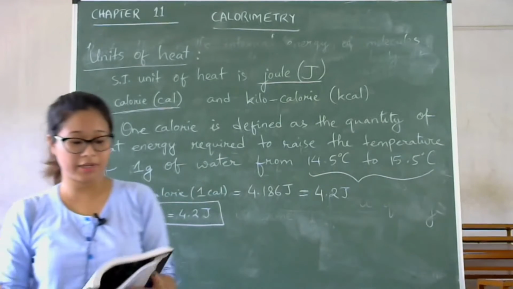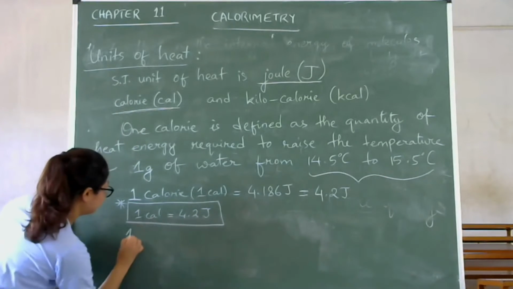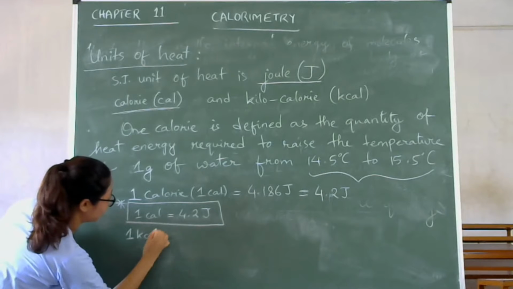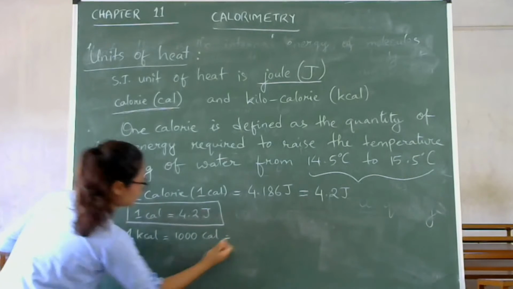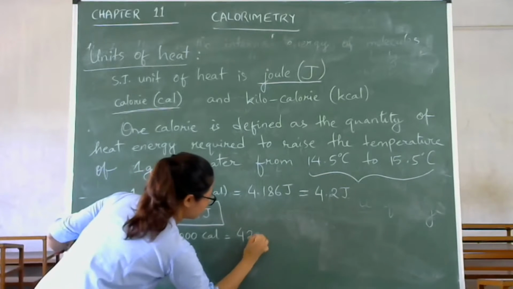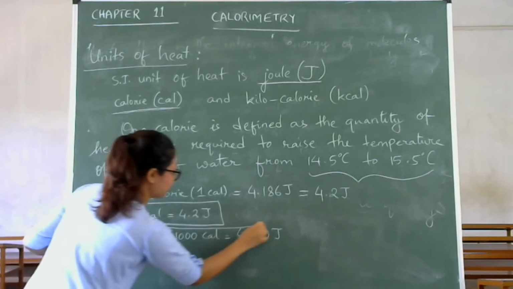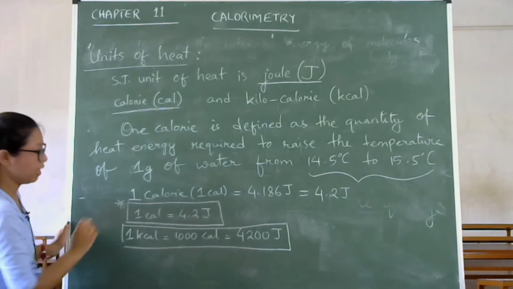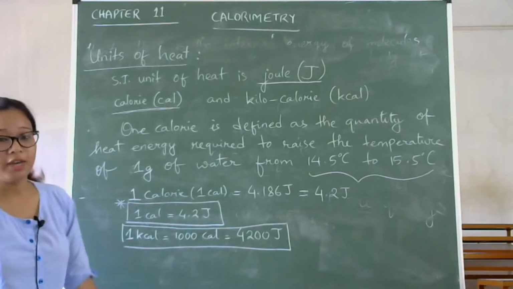Now, the bigger unit is kilocalorie. So 1 kilocalorie is equal to 1000 calorie, which is equal to 4200 joule. Okay, 1 kilocalorie is equal to 4200 joule. This is the relationship between the different units of heat.